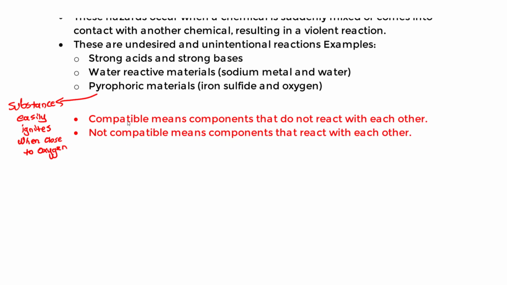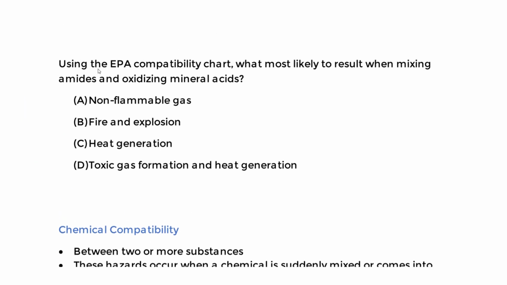And let's look at the word compatible. When we're looking at chemical compatibility, compatible means components or substances do not react with each other. So compatible is good, right? Not compatible means the substances or components react with each other. So that's going to be something we do not want. We have a violent reaction in that case. Compatible, not compatible. So now let's actually solve this question using the EPA compatibility chart.